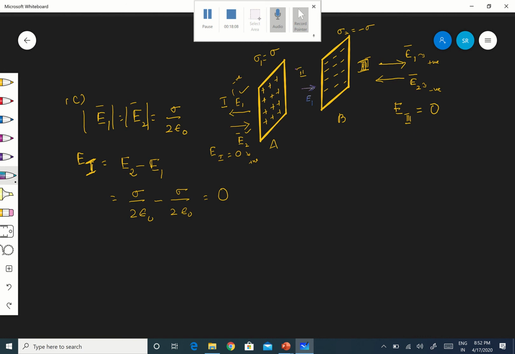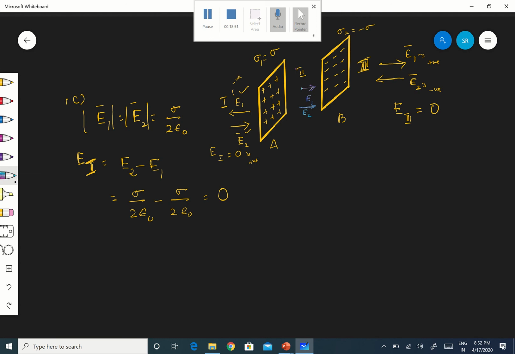E1 will be repelled. What about E2? E2 is due to the sheet B. That will also be in the same direction. Are you following? Why? Because B is negative, therefore it will be attracted. E1 is the field due to A, so it will be repelled. If I keep a unit positive charge here, it will be repelled, going from left to right. And E2, since the sheet B is negative, will be attracted. That time also it will be left to right.